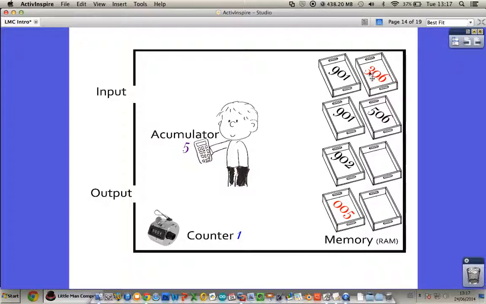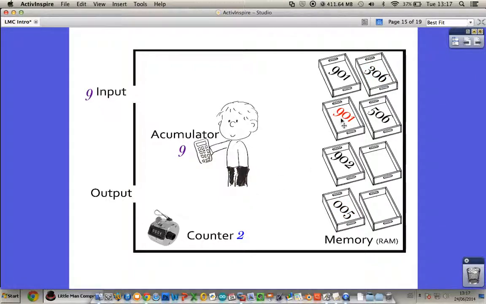Now 306 is a store command. In fact, 3 is the store command, and 06 points to a specific mailbox. So 0, 1, 2, 3, 4, 5, 6. So I'm storing the value in my accumulator into this memory box. So my memory box now has become 5. That's the end of my command, so I'll move on.